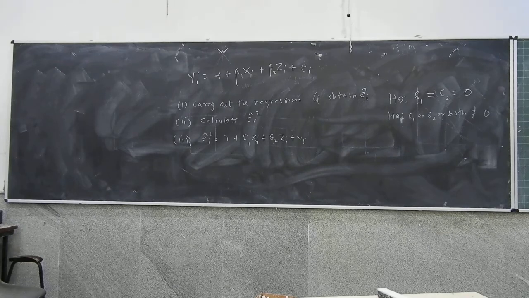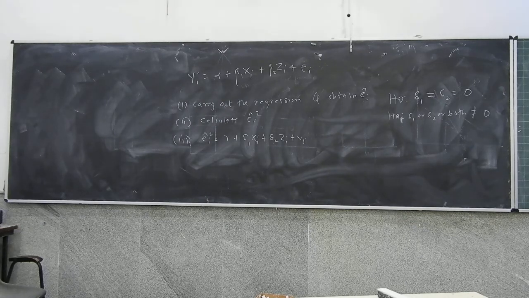On the other hand, if either delta 1 or delta 2 is not equal to 0, what does that mean? There is heteroscedasticity, because the variance of the error term changes with x and z. So testing the null hypothesis of no heteroscedasticity means testing for delta 1 equal to delta 2 equal to 0, against the alternative that at least one of the deltas is not equal to 0. Is everybody getting this?